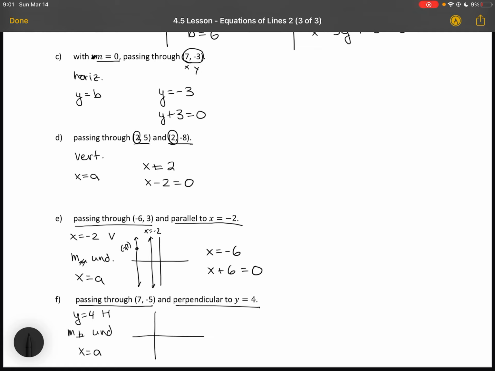Drawing a sketch here, I've got y equals 4. And I know that it passes through the point 7, -5. The vertical line that goes through that point has to be x equals 7. Putting it into standard form is x minus 7 equals 0.